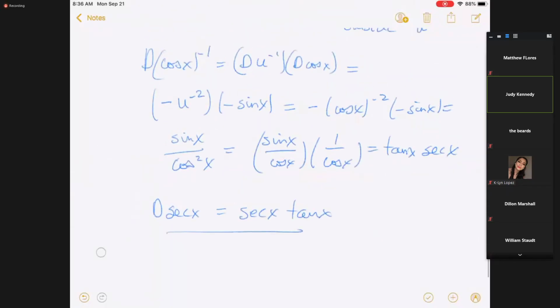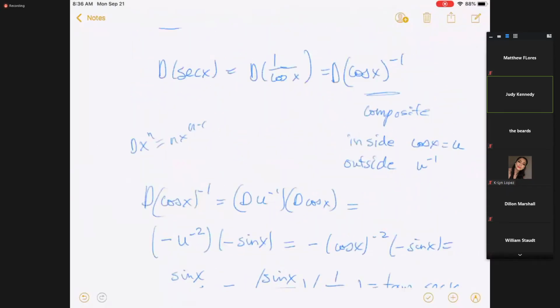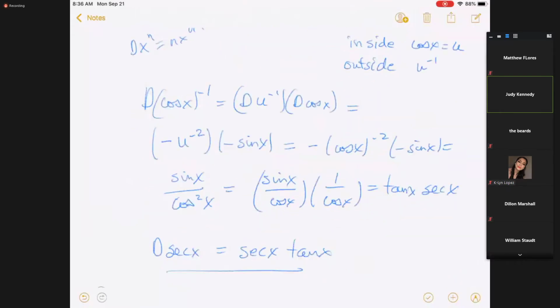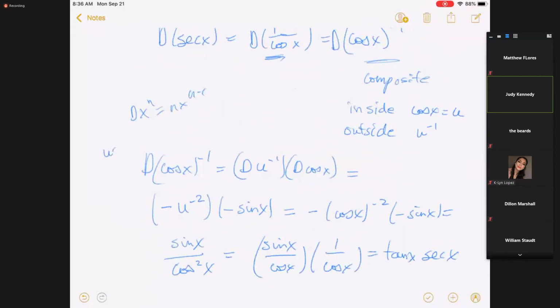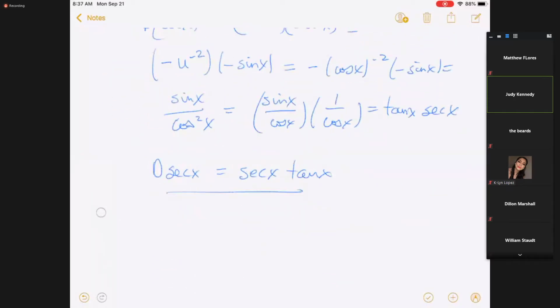Let me show you that that also works using the quotient rule. Okay, I could have also used the quotient rule on this. So this is using the chain rule. We'll do it using the quotient rule.